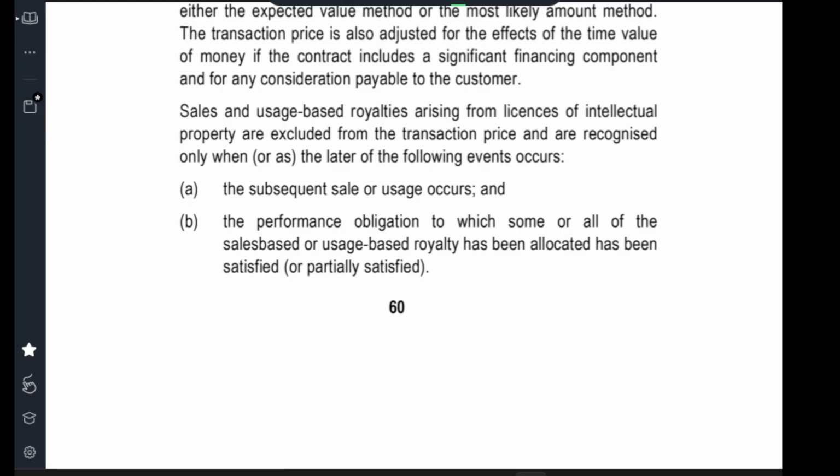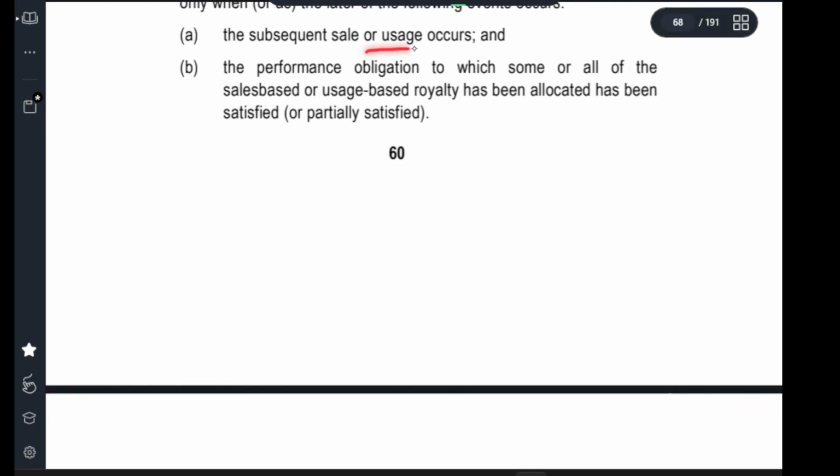We make revenue from it because transfer of property includes transfer of royalty rights. Royalty rights we hold. So any income arising out of the royalty rights we can earn. That is the thing. For the subsequent sale and usage we may put in an investment, but at the same time we will make income through royalties. The performance obligation is one to which all of the sales-based or usage-based royalty has been allocated, and has been satisfied or partially satisfied.